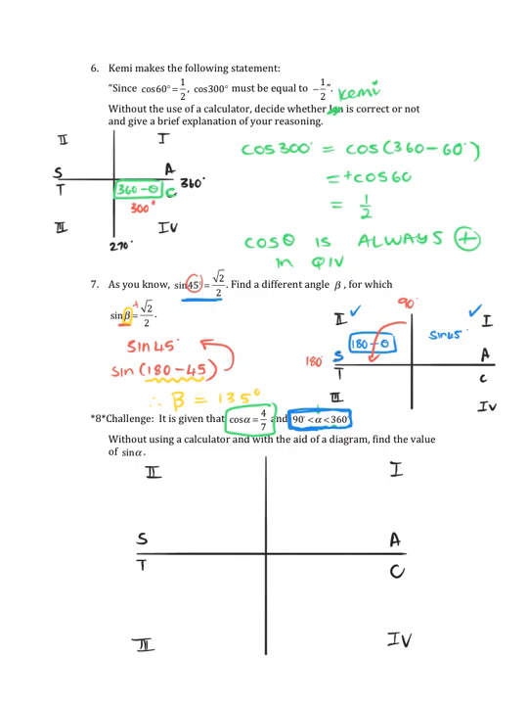Now, I'm literally going to tick off from the information given, which quadrant that information would fall in. So I'm going to start off with cos alpha is 4 over 7. So the ratio is positive. So the quadrants where cos is positive are quadrant 1 and 4.